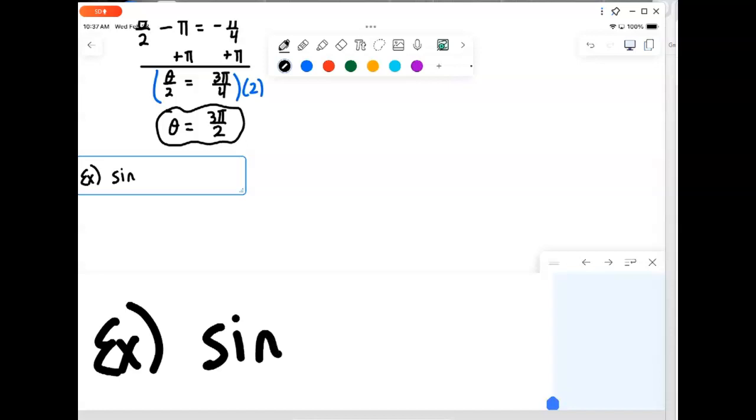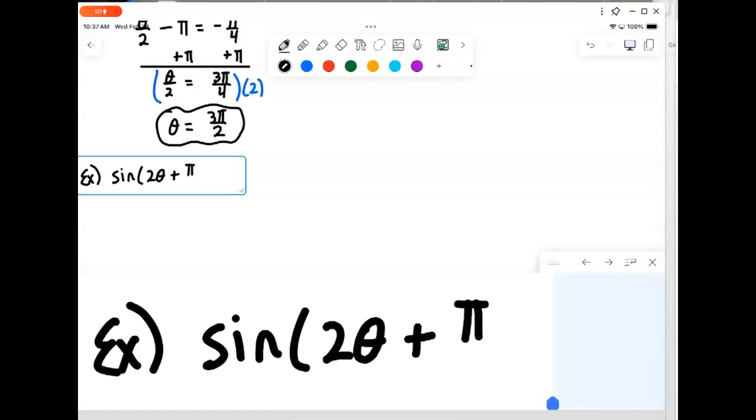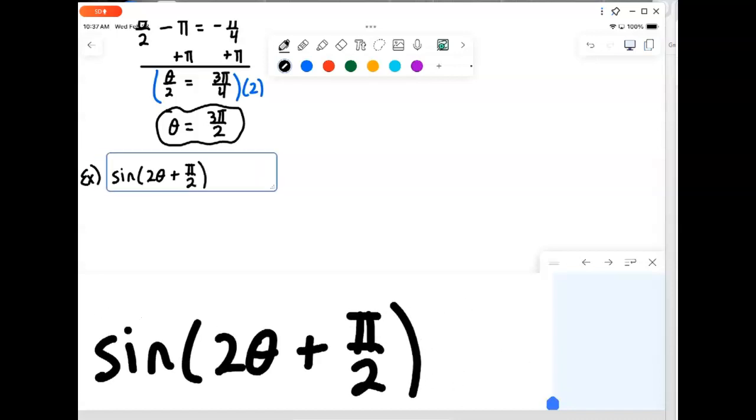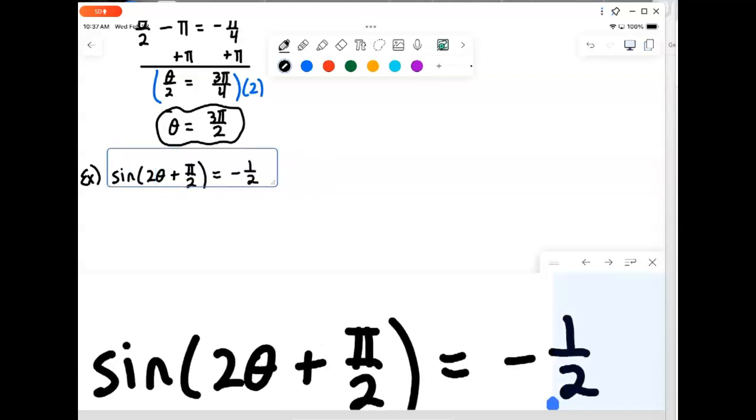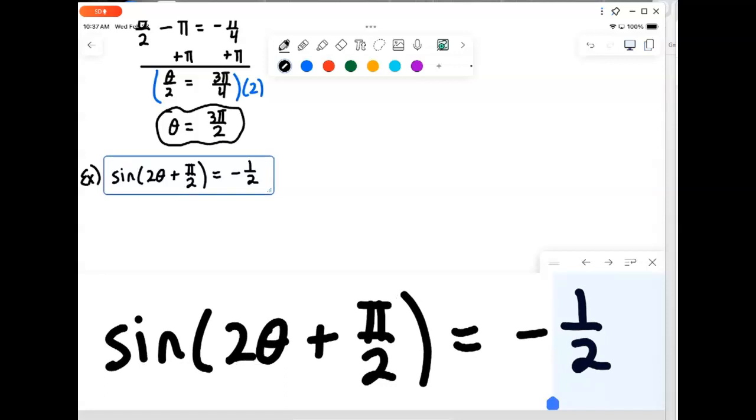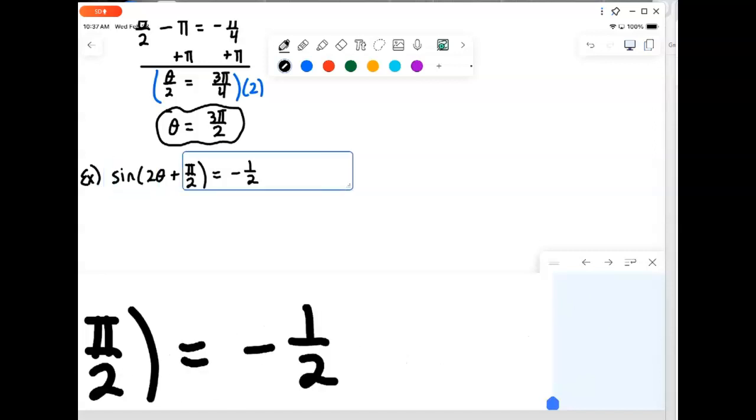So let's consider the equation here. Sine of 2 theta plus pi over 2 equals negative 1/2. Okay. So once again, we need to build up our new angles that we're going to be looking at.